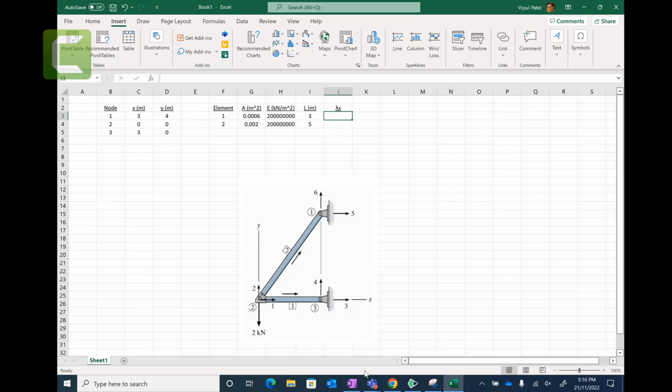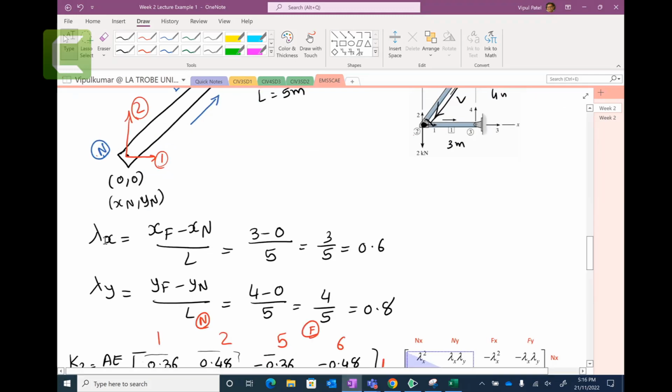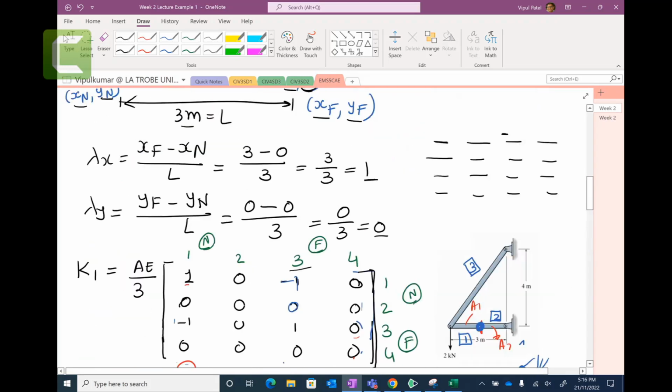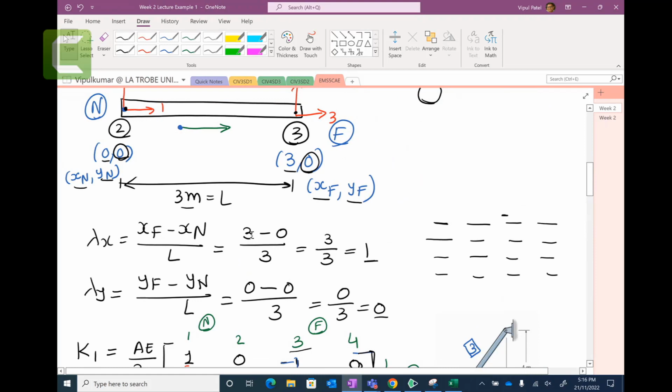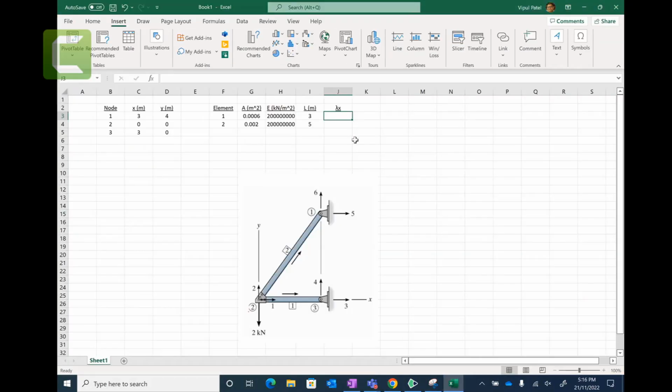So you remember lambda x for element number 1, how we calculated? That is, you remember x of 3 minus 0 over 3, right? So that is your lambda x here. How did we calculate it? That is 3 and 4, so that's 3 minus 0 over 3. That's what we calculated. So I can show it to you.